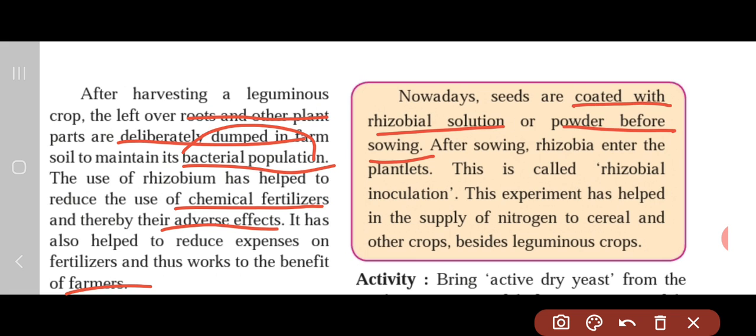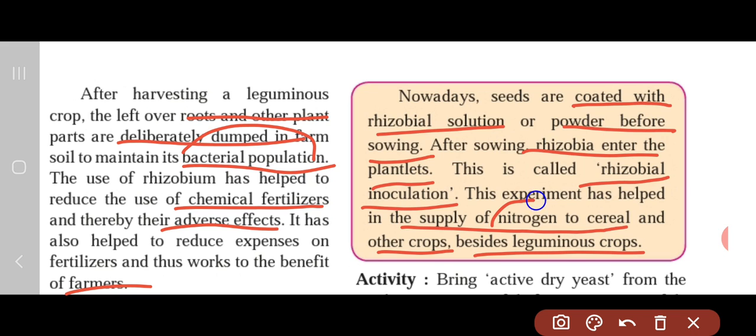Before sowing, they treat the seeds with the solution or powder, and after sowing, rhizobia enter the plantlets. This process is called rhizobial inoculation. This experiment helped in the supply of nitrogen to cereal and other crops besides leguminous crops. So this is a very important practice nowadays followed by the farmers, which helps in the supply of nitrogen to cereal and other crops besides leguminous crops.